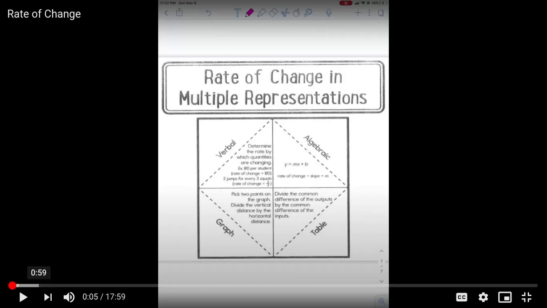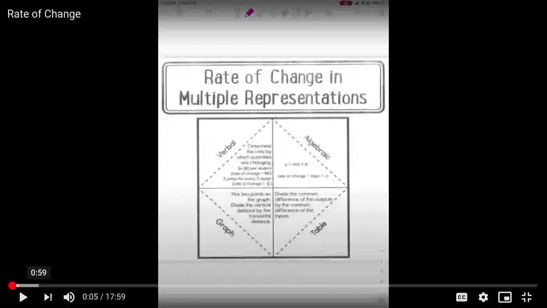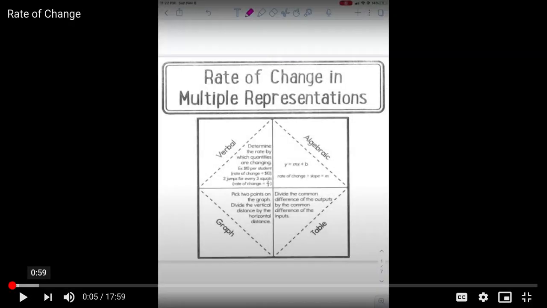Okay, guys, today we are talking about rate of change. So we're kind of moving from equations and inequalities into something called functions, okay? So when we're looking for the rate of change, we can do it in 4 different scenarios. That is verbal, algebraic, graphing, and in tables.